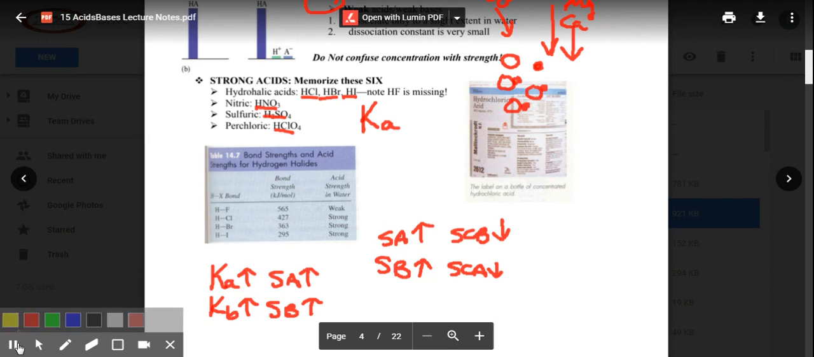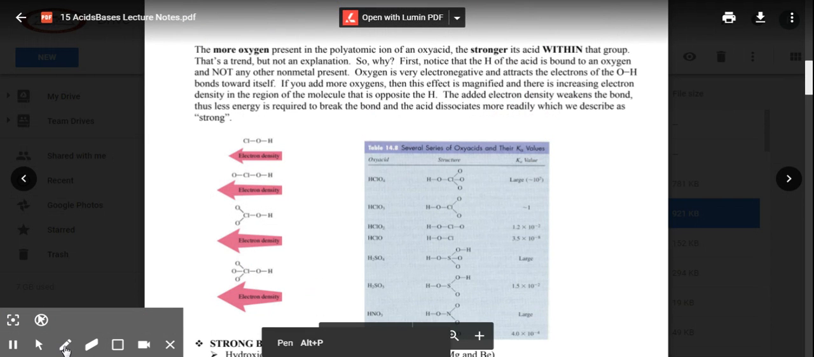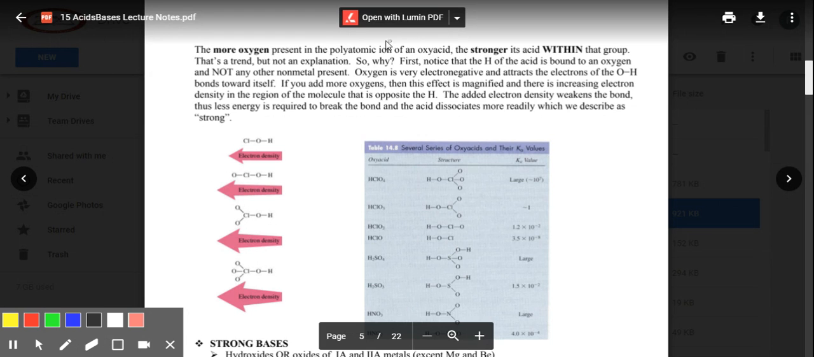One other thing I want to relate to as far as strength is what we call oxyacids. An oxyacid is an acid that has a bunch of oxygens in it. You see this table, which is actually on page 5 of your NIMSY packet. If we have oxyacids, they have different strengths comparatively.